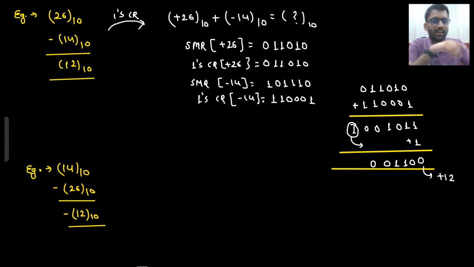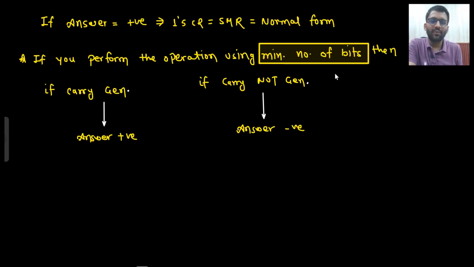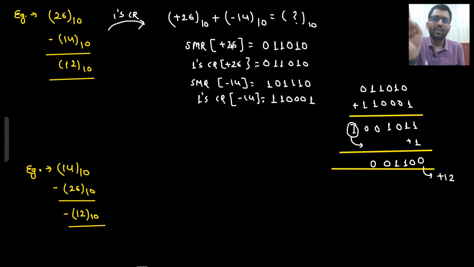One thing more, this will work only if we are using the minimum number of bits. So here, to represent 26, this many bits were required. Although here we used one extra bit, this was not required, I can cut it as well. But these are the minimum number of bits. Here you required 6 bits, and in this one you required only 5, but you represented it in 6 bits.